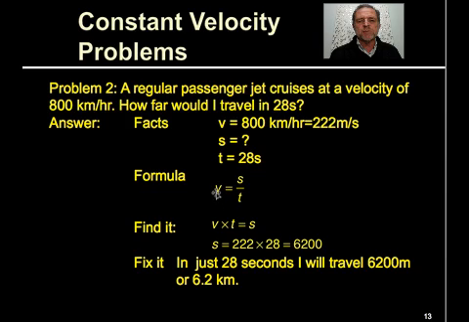So V times T, there it is. We have V times T on the left-hand side. On the right-hand side, S divided by T times T becomes just S by itself. So S equals V times T. Substituting then, S equals the velocity of 222 times the time of 28 gives 6,200. We don't leave that just as a number, we need to interpret that.